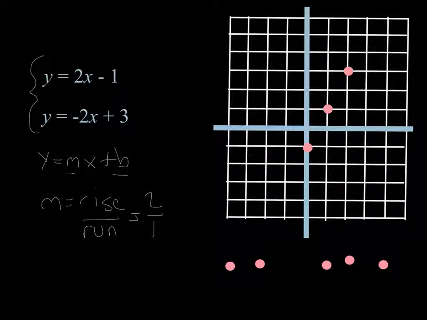If I wanted to go in the other direction, instead of going up 2, I'd have to go down 2 and to the left 1, because going down would be negative. That would make that a -2. I went down. Going to the left is another negative, so we have a -1 in that direction, and a -2 over a -1 is still a +2 slope. Still continues in that same line.